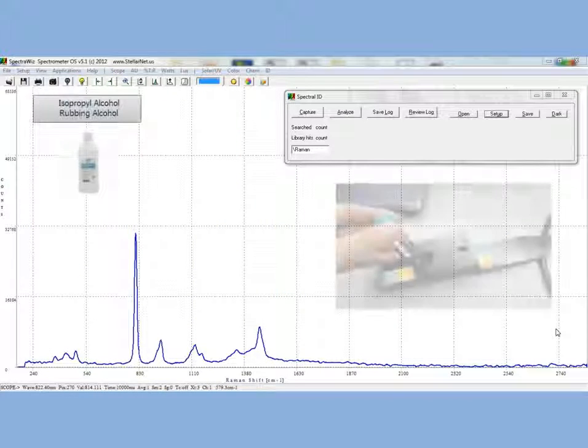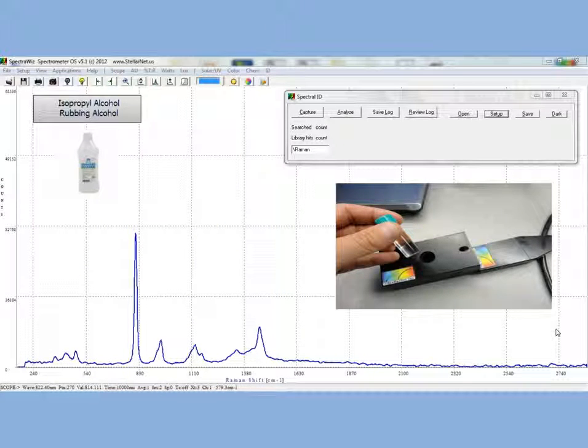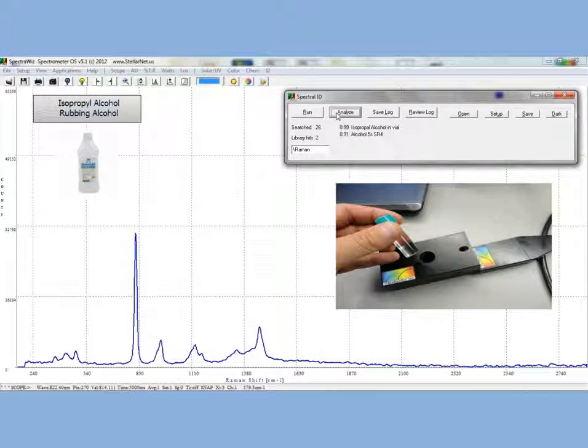Okay, now let's look at some liquid samples. The first sample we will look at is isopropyl alcohol, also known as rubbing alcohol. I have filled my vial with isopropyl alcohol and I fire my laser. Once I collect the spectra, I click Analyze and I see that the library correctly identifies the sample.